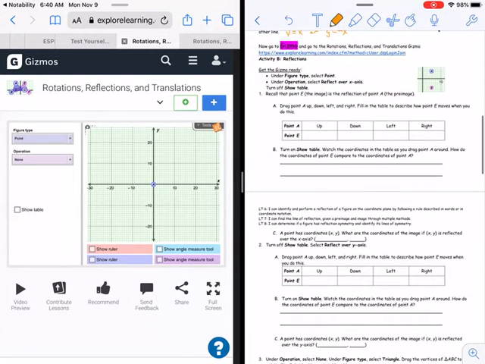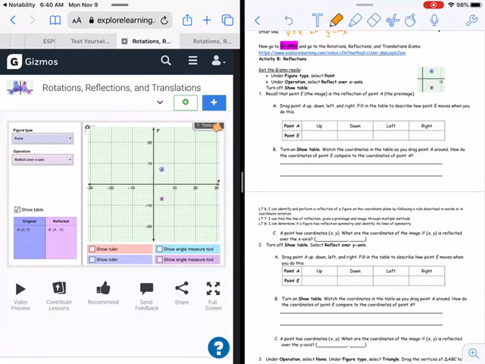All right. So under figure type, we're going to select point. We already have that. Under operation, we're going to click reflect over the x-axis and then show table. All right. I really like the show table. So we're going to drag point A up, down, left, and right. All right. So let's just start dragging it.